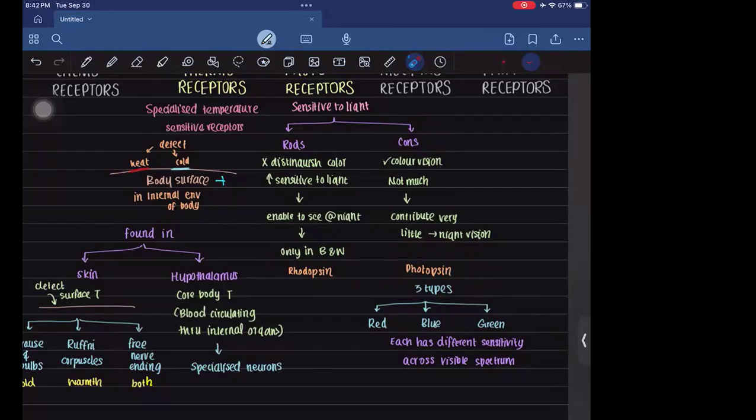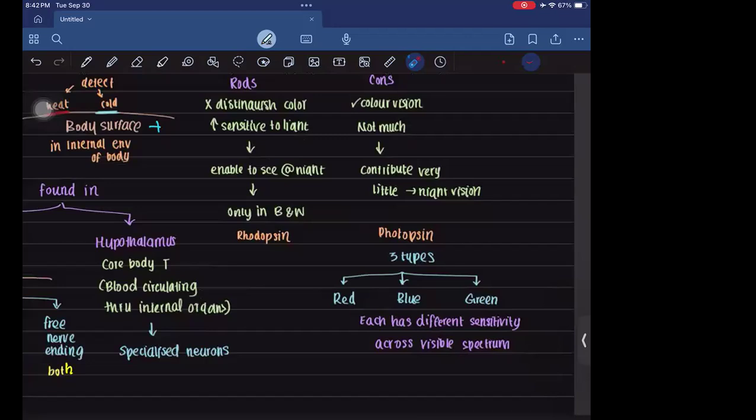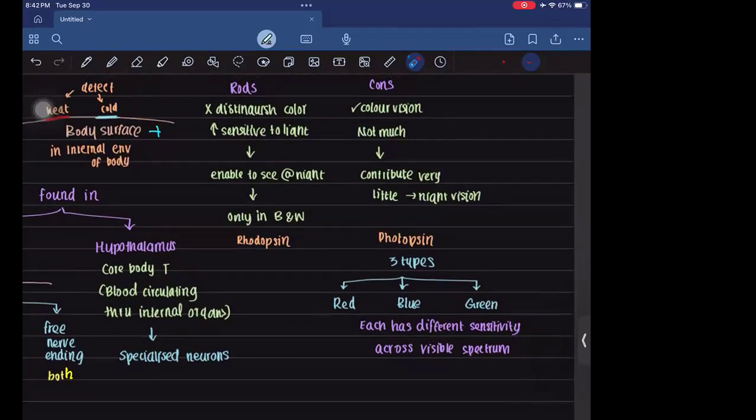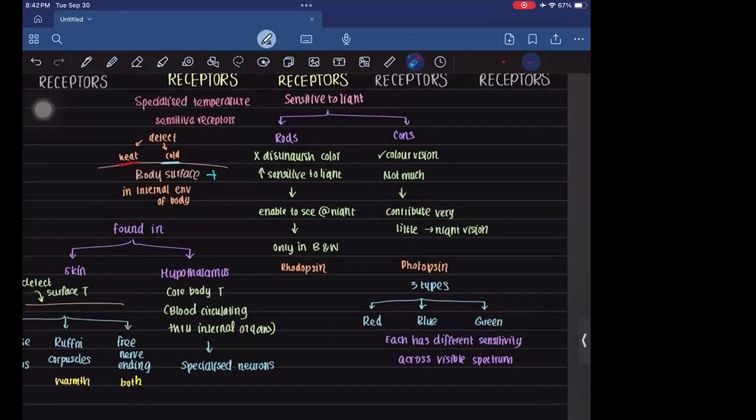Apart from that, remember, cones are basically divided into three main colors. There are three types of cones which will be detecting three major colors: red, blue, and green. So these are the primary colors, right? RGB, primary colors. Depending upon the mixture, you will be able to see a variety of other colors as well. So since these are the primary colors, there are three types of cones, responsible for detecting red, blue, and green.